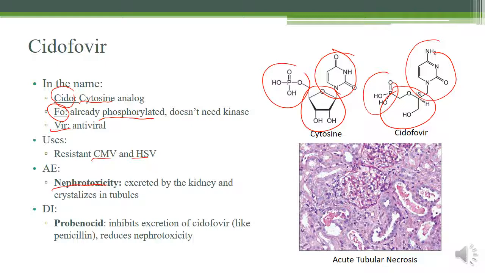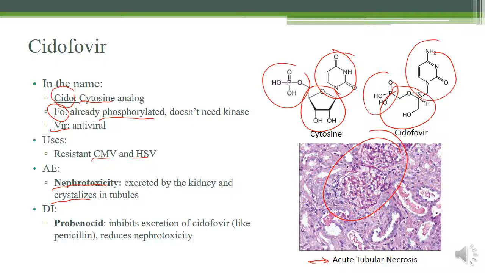nephrotoxicity. It's nephrotoxicity because it gets excreted by the kidneys and it can crystallize just like anything else. And the treatment is still the same. Make sure that they are hydrated, or you can develop something like acute tubular necrosis, where you just get killing of all of these cells from all the crystals building up and damaging all the tubules.